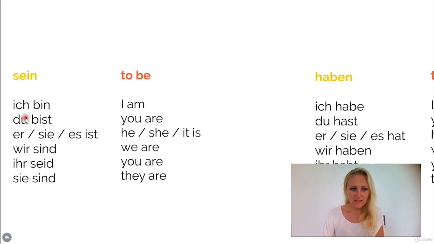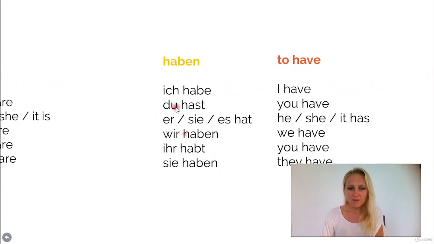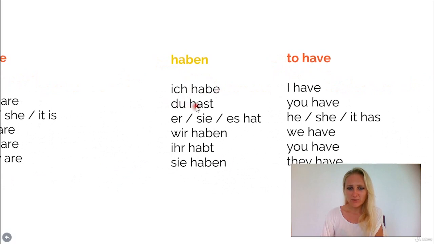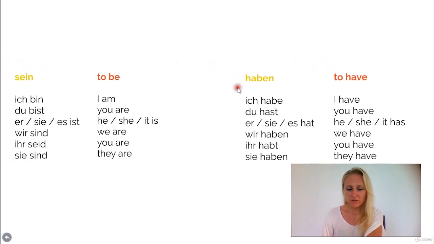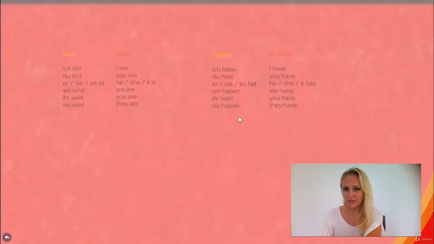Ich bin, du bist, sie, es ist, wir sind, ihr seid und sie sind. As you see, very irregular. Haben, ich habe, du hast, sie, es hat, wir haben, ihr habt und sie haben. Okay, please study those. I know they're quite irregular, but you really need those.